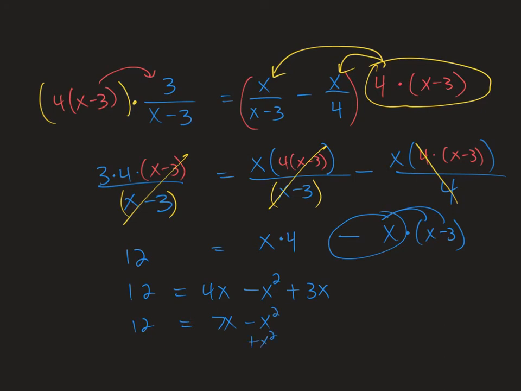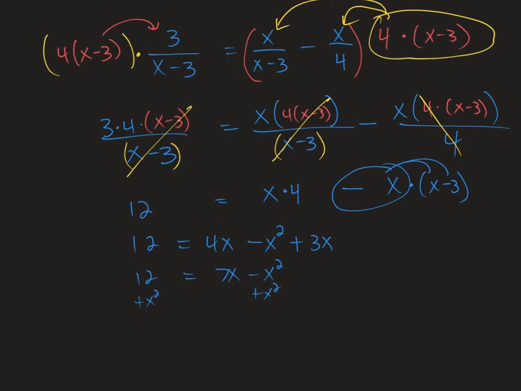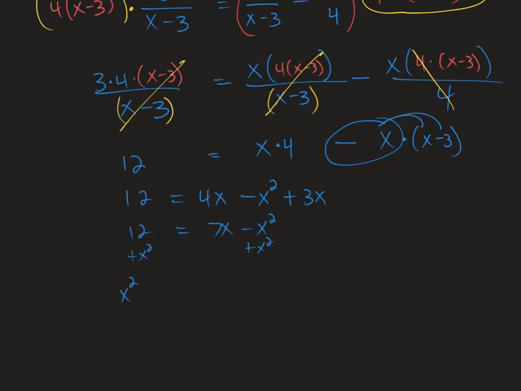So we got 12 equals 7x minus x squared. I'm just going to add x squared to both sides, so x squared plus 12 equals 7x. Subtract 7x, so x squared minus 7x plus 12 equals 0.